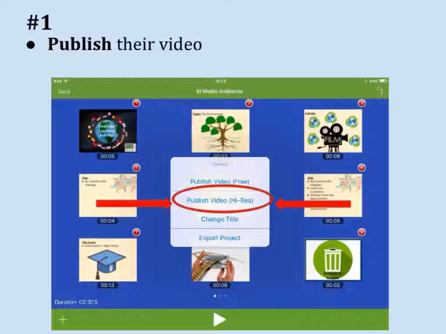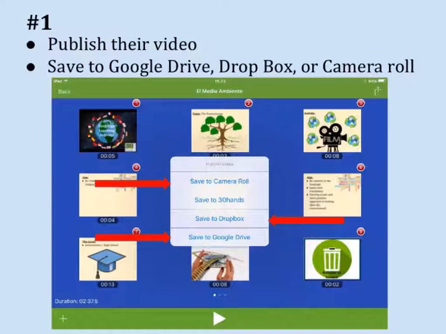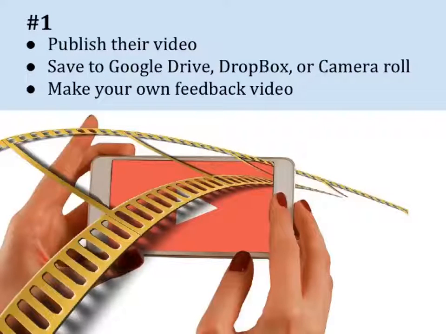The first way to provide feedback is to have them create their first iteration or draft, and then have them actually publish it as a video. Then they can submit this video of their first iteration to you via Google Drive, Dropbox, or email. And now you can view and assess it, and create your own 30 Hands video of feedback. This can be just one slide or a few slides, however you decide.